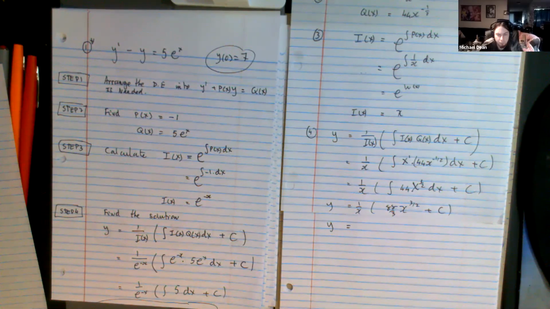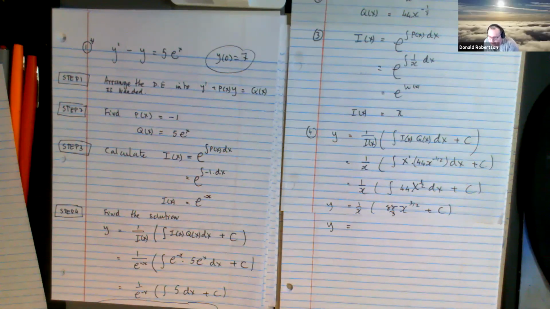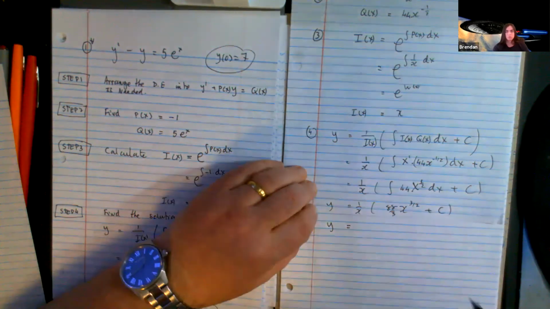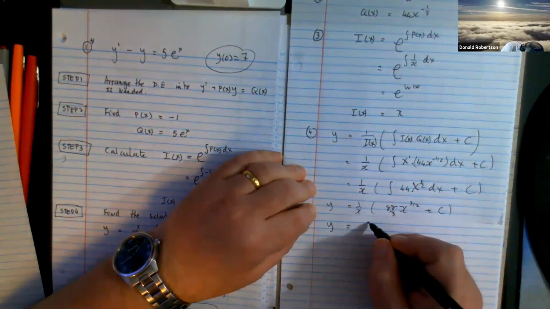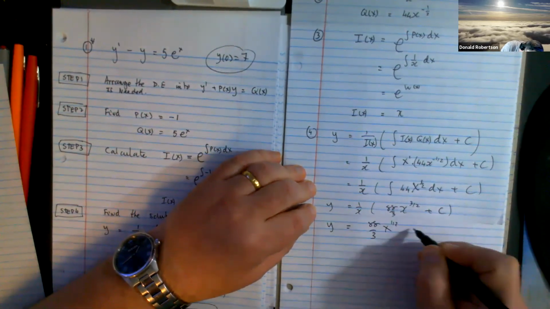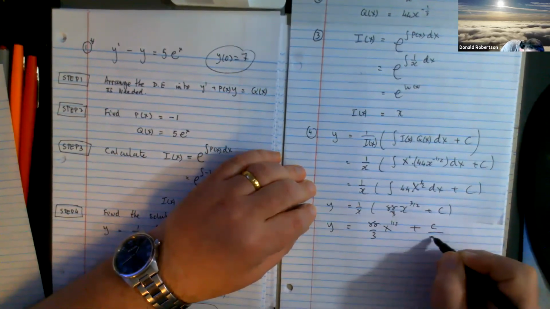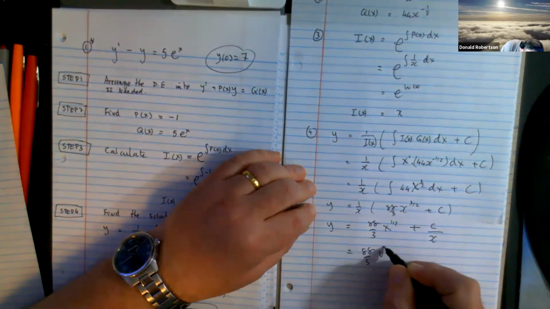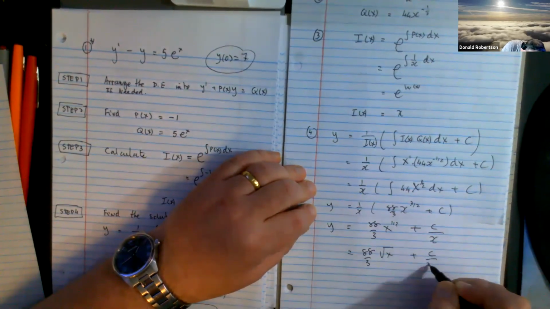Return it to root form. I'm certainly going to do that, but I'm going to do something even before that. Distribute the 1 over x. Now, if you multiply this guy by 1 over x, you will get 88/3 x to the half. And if you distribute with this guy, you get c over x. But that's 88/3.